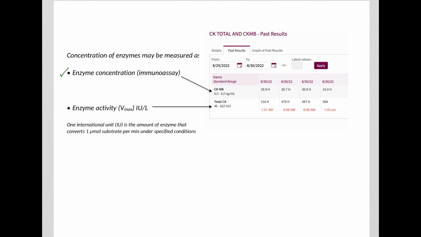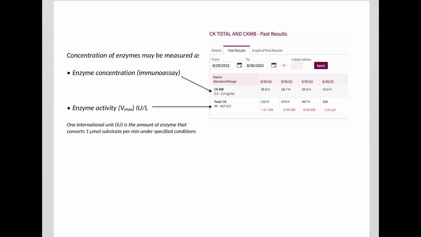So besides immunoassay or determining the actual concentration of the enzyme protein, there's a second way of measuring the concentration of an enzyme. Now, since enzymes catalyze reactions, we can actually measure the function of the enzyme, and this is called enzyme activity measurements. In enzyme kinetics, we talk about Vmax. So we can actually measure the Vmax of the enzyme in the body fluid, because the Vmax is proportional to the concentration of enzyme, as we shall see in a few minutes.